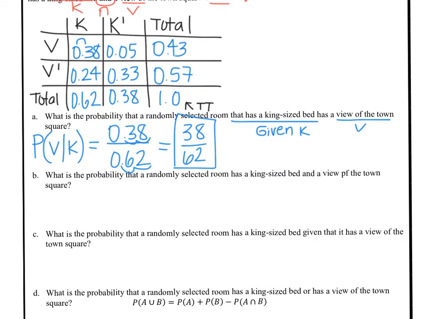Okay, next question down. It says, what is the probability that a randomly selected room has a king-size bed, so K, and a view of the town, V? So we're finding the probability, so P of K and V. Well, if you look at your table, I already drew it in there. The intersection point is just 0.38. So 0.38 is the probability of both of them occurring, so it's going to be 0.38.